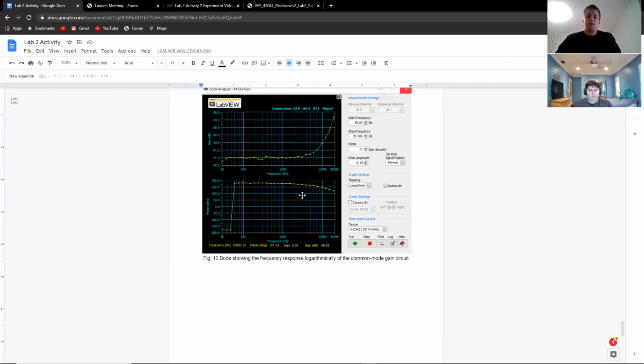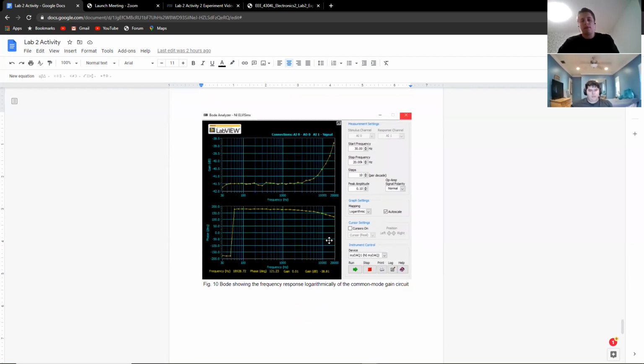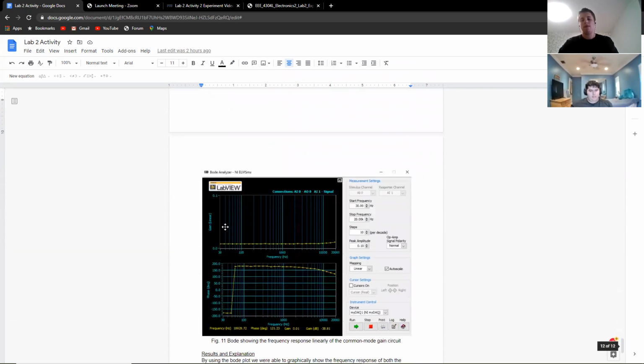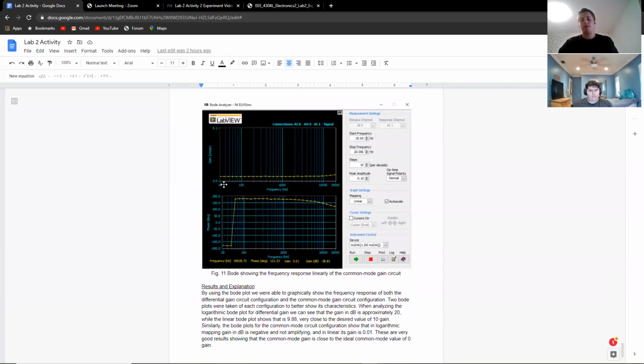Here is the common mode gain circuit, where we had a gain in dB of negative 38.81. This was a logarithmic Bode plot. And here is our linear Bode plot showing that it is around the zero value, the ideal zero value. In actuality, it was 0.01 as shown right here.